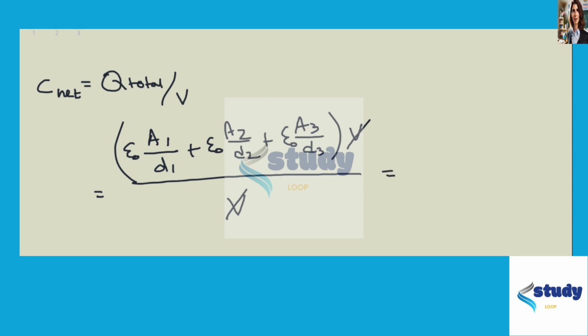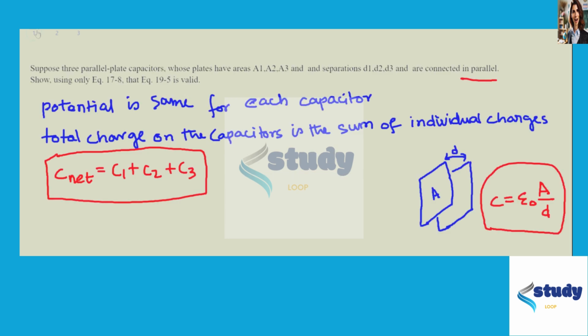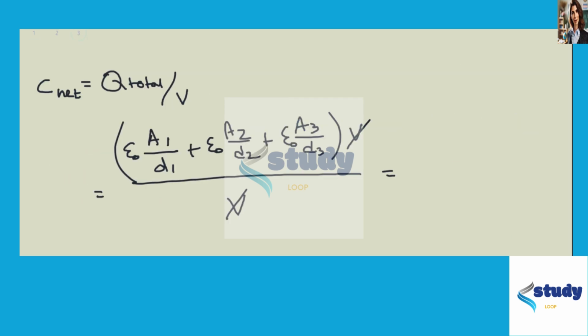And what is this? If we look at equation 17.7, we see that this is nothing but the capacitance for a parallel plate capacitor. So we have C1, C2, and C3. So we saw that we got back the equation 9.5.